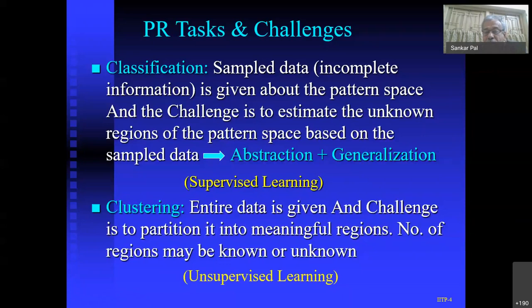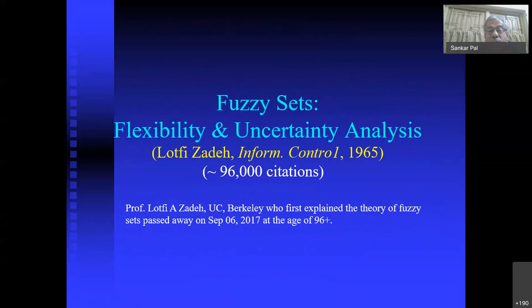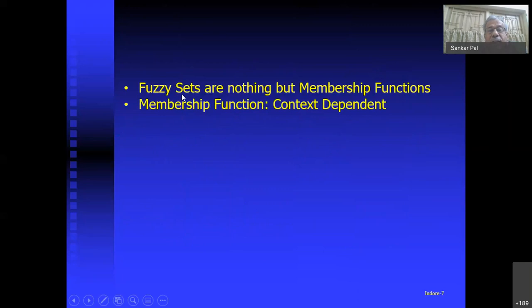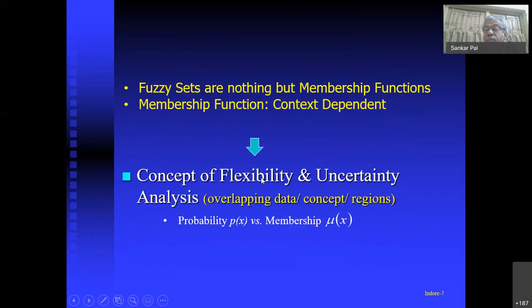What is a fuzzy set? I mentioned to you that the paper has about 96,000 citations now. Professor Zadeh, who has passed away at the age of 68. It has this characteristic: fuzzy sets are nothing but membership functions. I'm not going into detail unless you ask me later. Membership function is context dependent. And this membership function is responsible for flexibility of the system, and for uncertainty analysis. That means when the data sets are overlapping, concepts are overlapping, regions are overlapping, which are inherent in any kind of real life data. So fuzzy set became very useful since then.